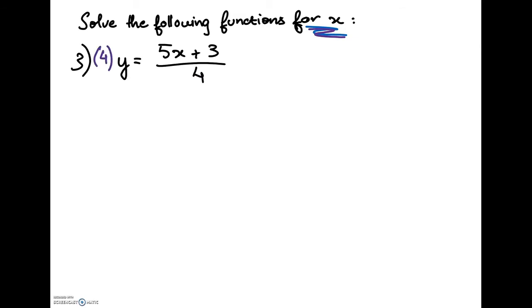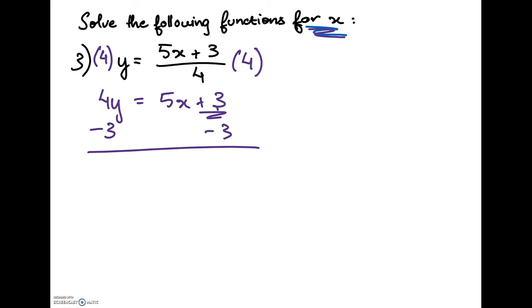So let's do 4 times y, and then 4 over here. So we're going to get 4y equals 5x plus 3. We have 4y equals 5x plus 3. Now this is kind of like the previous example. So we're going to want to remove this 3. To do that, you subtract 3 from both sides because positive 3 and negative 3 gives 0. So we have 4y minus 3 is equal to 5x.